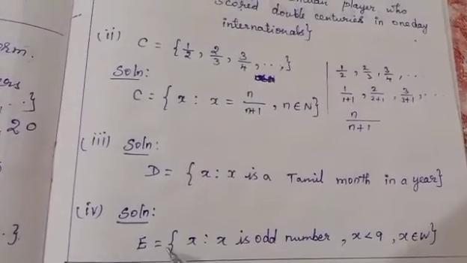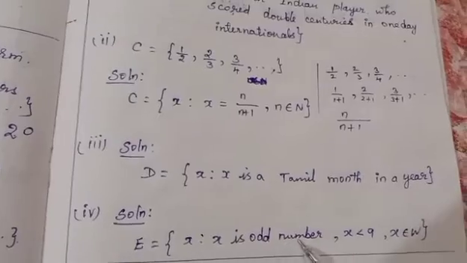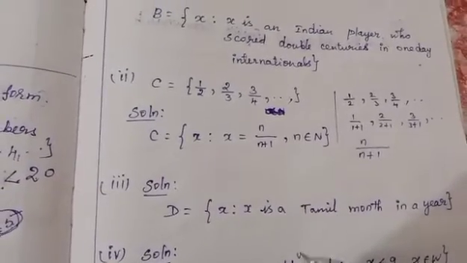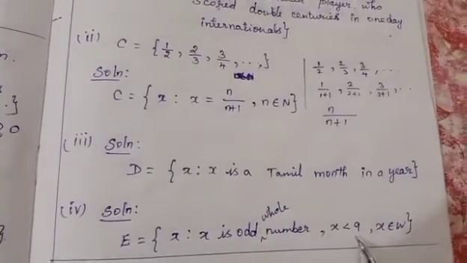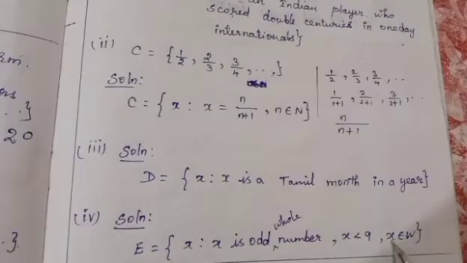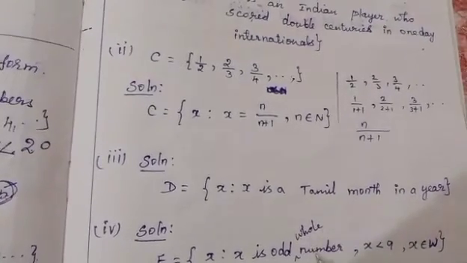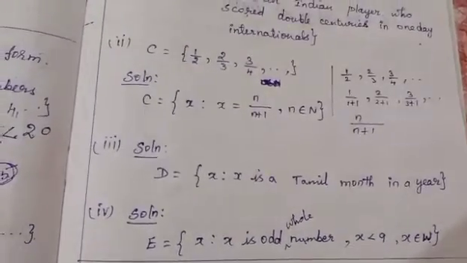So that is E is equal to the set of all x such that x is an odd whole number. What condition is given? Less than 9. So this x belongs to W, whole number. Whole number is mentioned, so you have to mention W here.